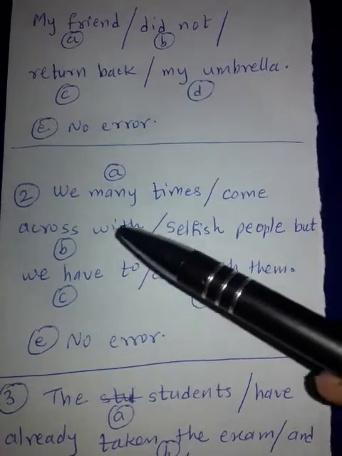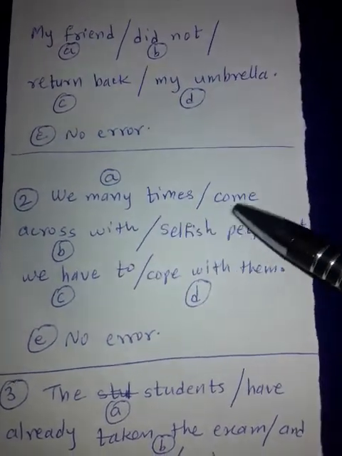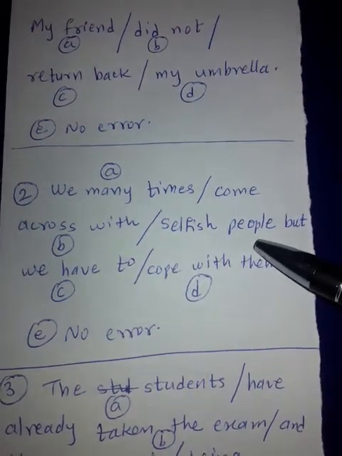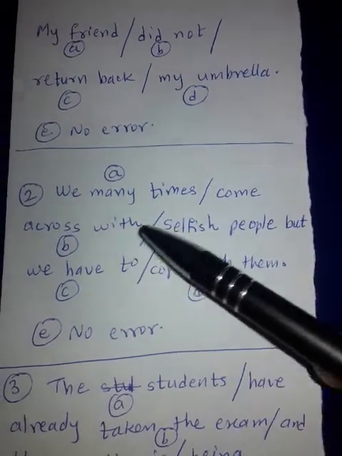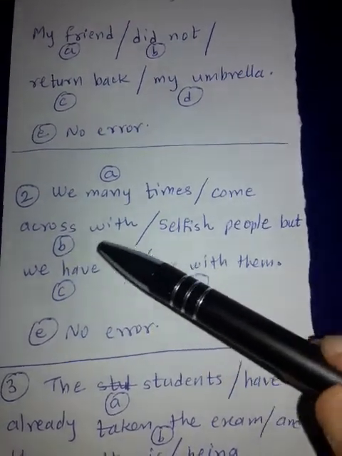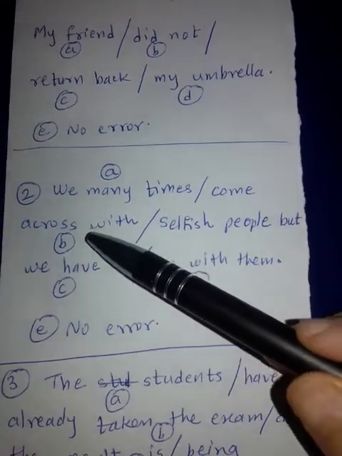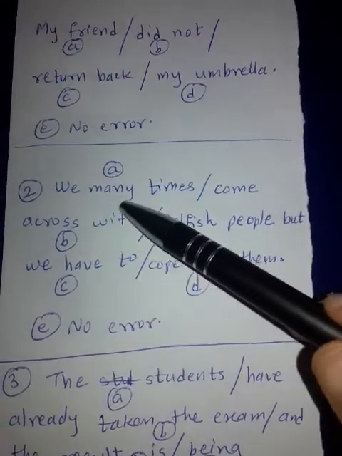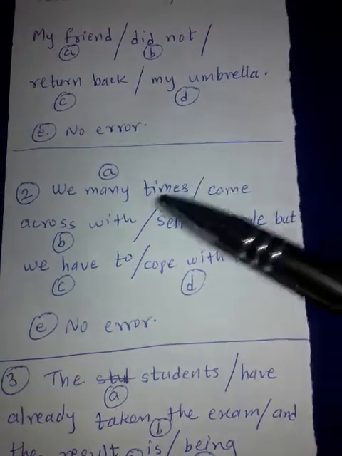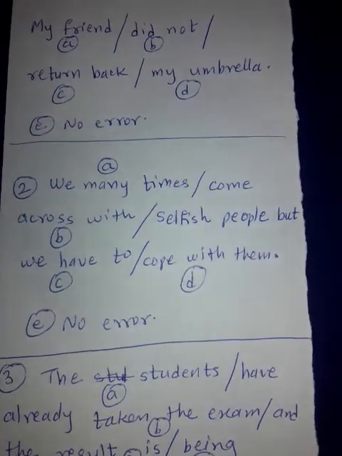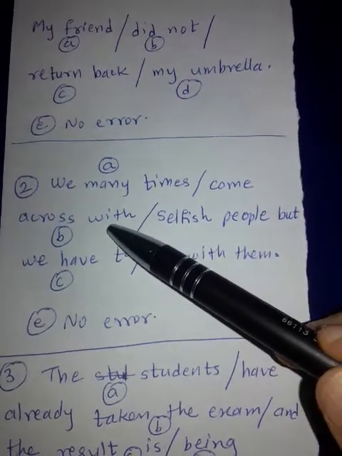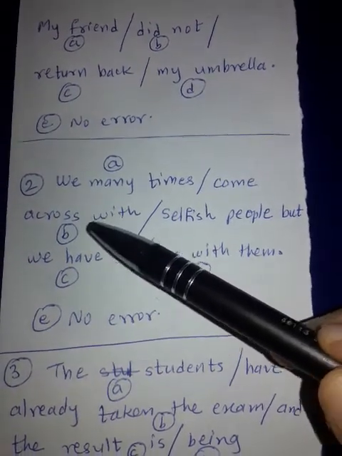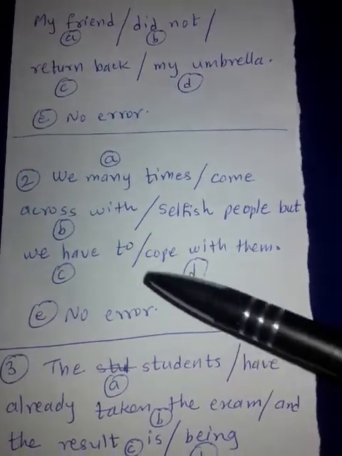Next sentence. We many times come across with selfish people, but we have to cope with them. Look here. Come across with. Is this word with needed? We many times come across selfish people. That is enough. With is not needed. This is extra. So mistake lies in part B.